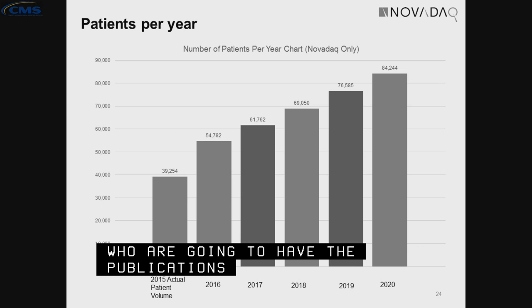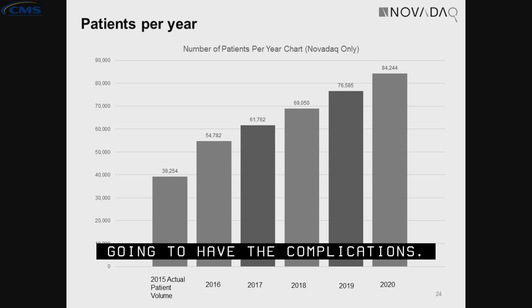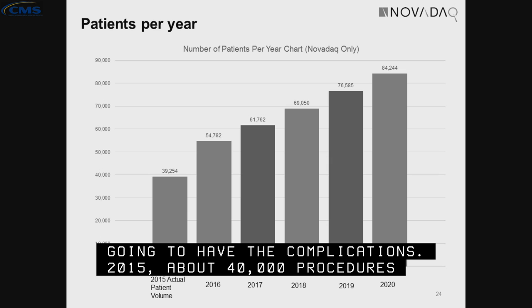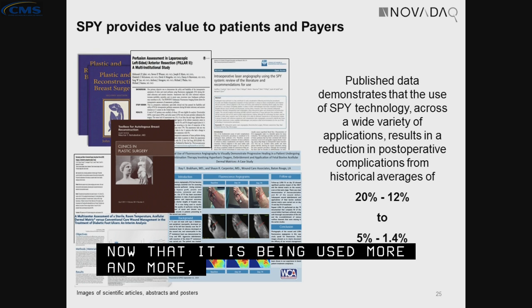And so this, looking at Novadaq's numbers itself, in 2015, you see about 40,000 procedures, but this is the prediction now that it's being used more and more, centers have this. This is a code that's going to be used frequently, and again, this is just Novadaq's numbers. Other companies will certainly add to these numbers as well.